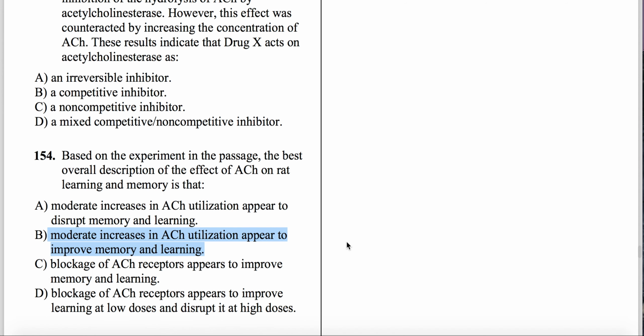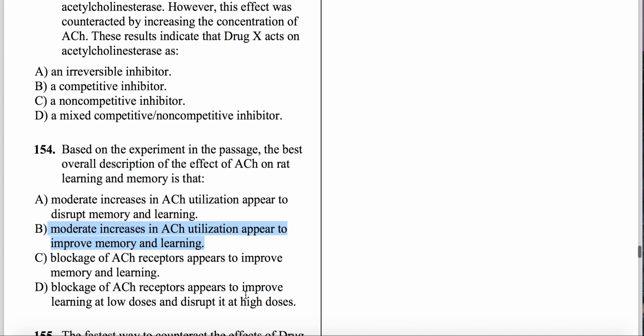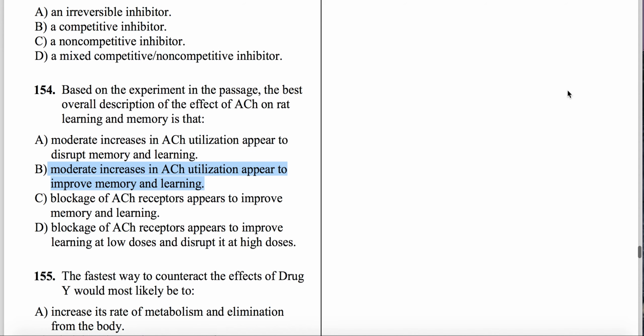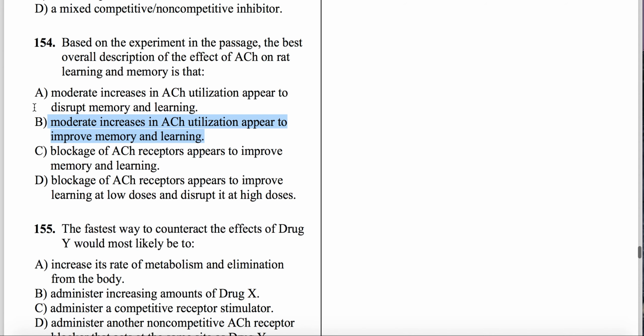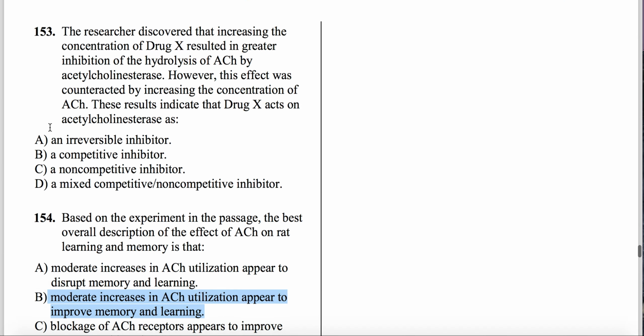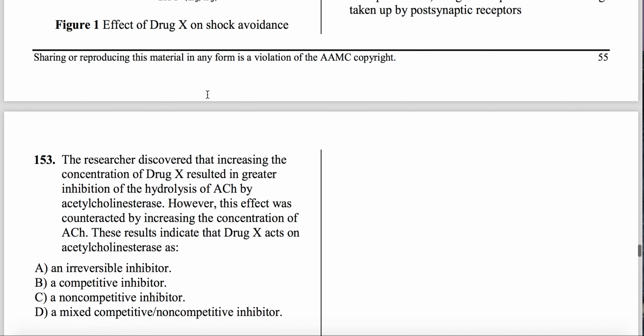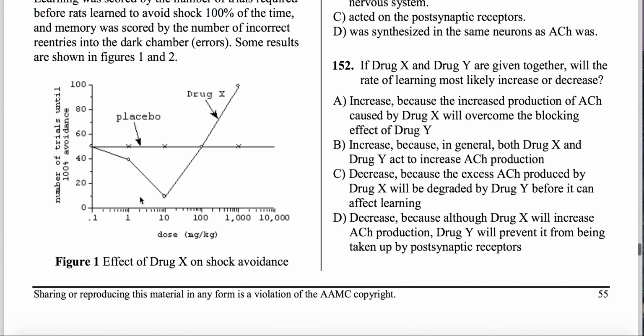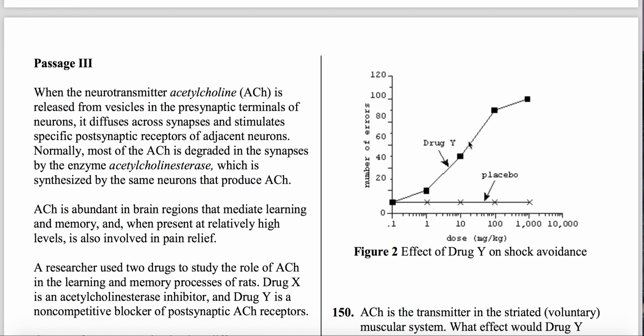Blockage of acetylcholinesterase appears to improve learning at low doses. There's none of this, right? You're seeing errors increase no matter what. It's not like they decrease first and then increase. So the answer is B. That's referring to this figure right here. At low levels, moderate increases, we see a nice increase in learning, right? Fewer errors. These last two have to do with figure 2, and in figure 2, it's obvious from the very outset that no matter how much drug Y you add, you're going to mess up learning and memory. You add a little bit, you get a bunch of errors. You add more, you get a lot more errors.